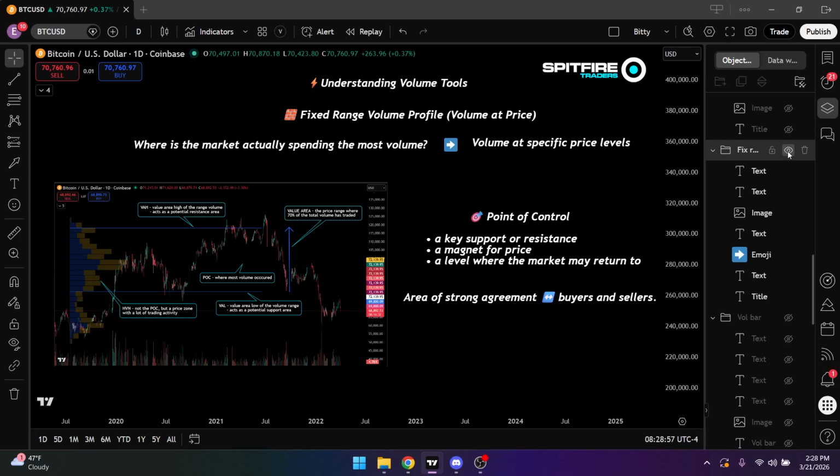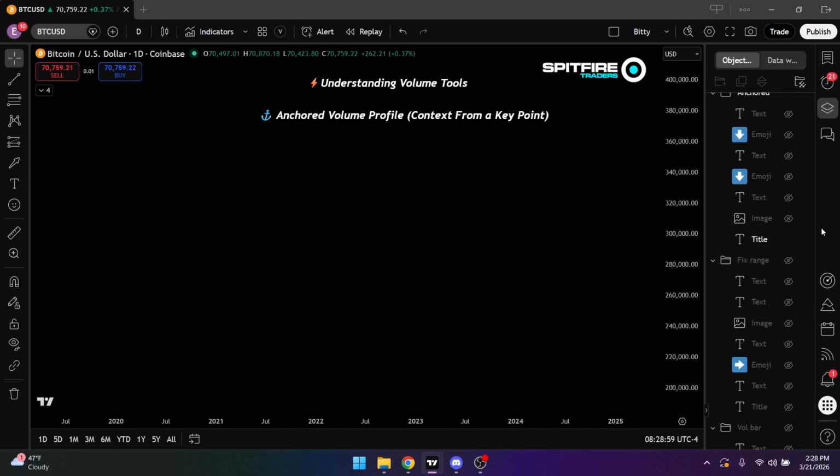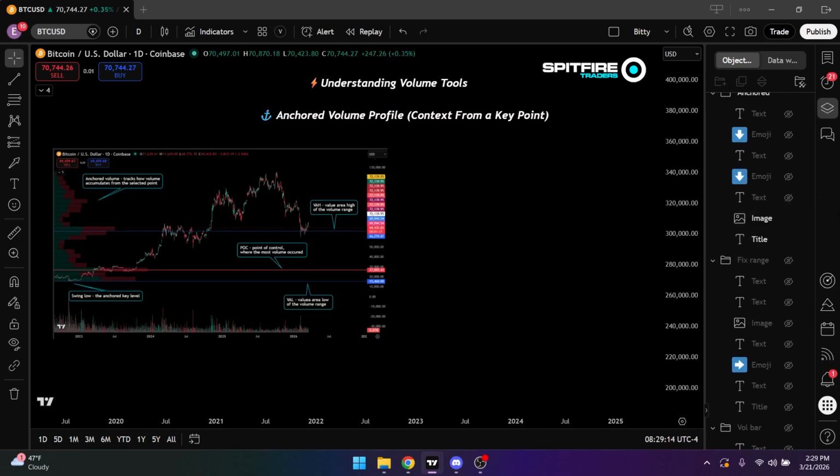The last one, anchored volume profile, is similar to the fixed range volume, but instead of selecting a range manually, you anchor it to a specific point in the market, like a swing high or swing low, a breakout level, or a major reaction point.